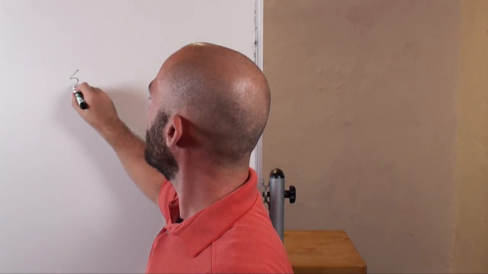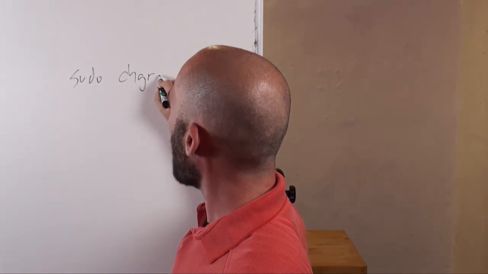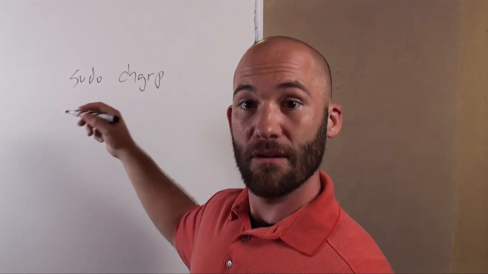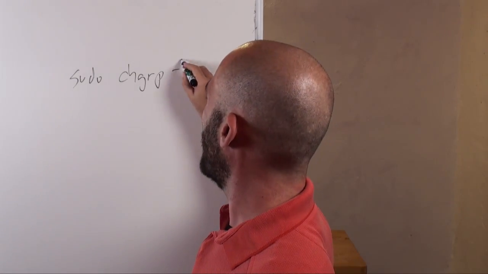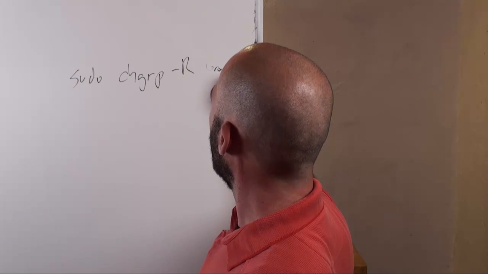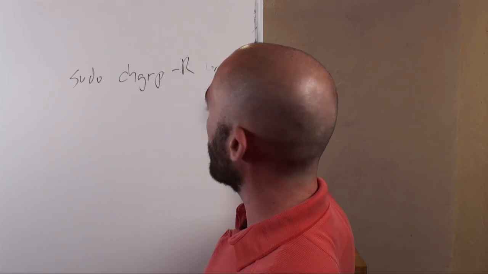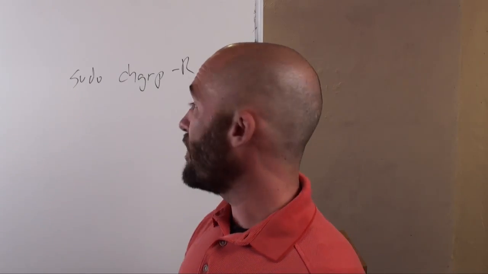So it's sudo, and then it's chgrp, change group. If this is a folder, like before, space -R for recursive, then you put the group name, and then you put the file or folder. That's all you do to change the group ownership of that file or folder.